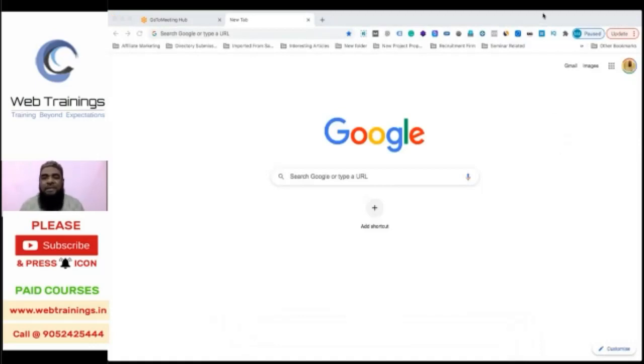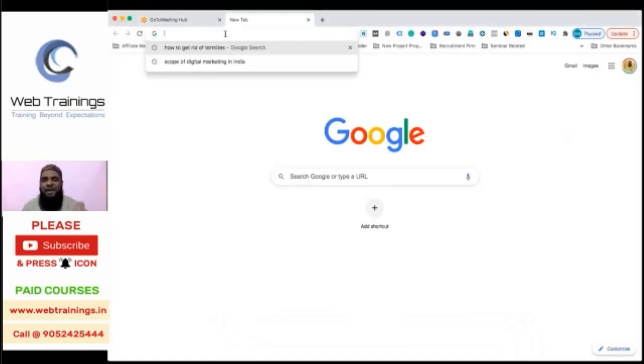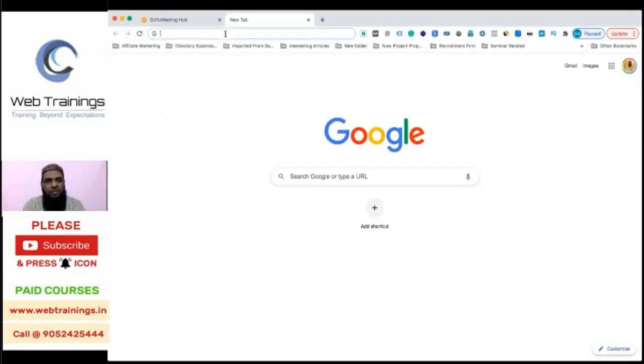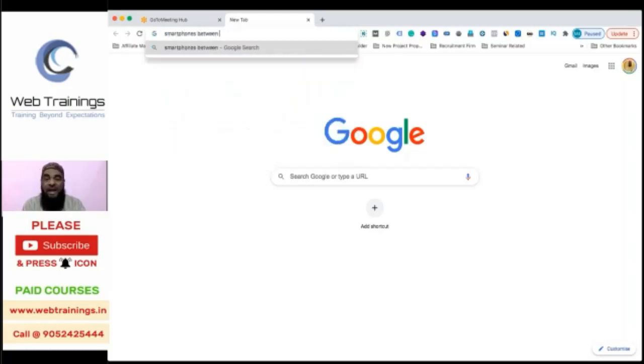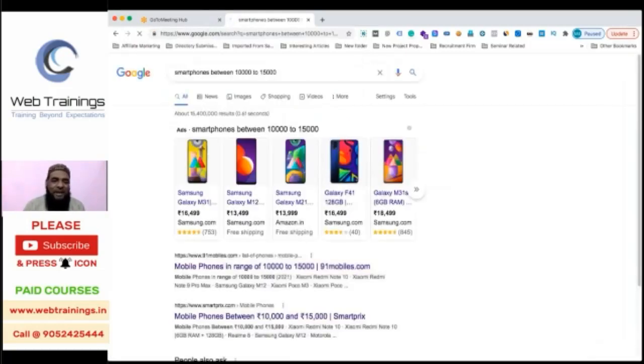I wanted to buy a phone. I bought one phone, a Redmi Note, for our support purpose. Because it's not a personal phone, the first thing I did was find what phones are available in the market. So my first query was smartphones between 10,000 and 15,000, because that was my specific budget. This is the query I typed, literally two days back.